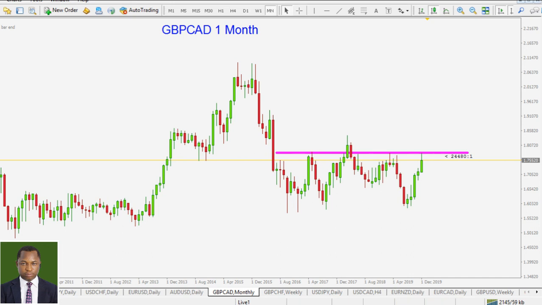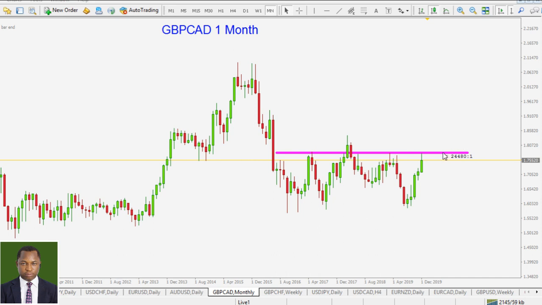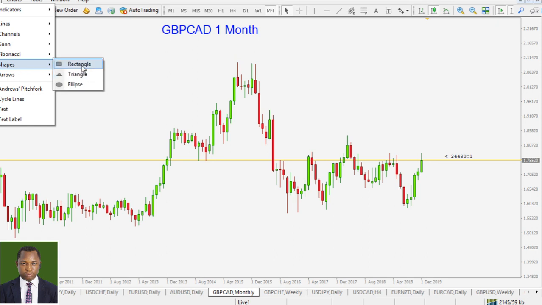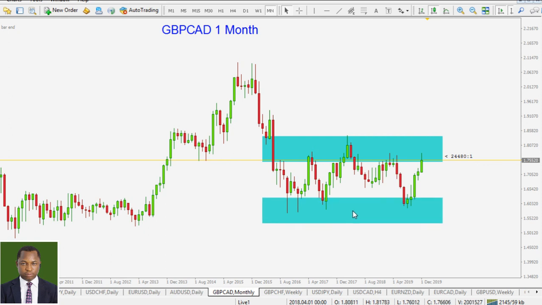That's an area of resistance. Some bounce here, another one here, a fake breakout to the upside, another bounce here. Currently price is trading right here. Now a hit here, hit here, hit here. This is eventually a range. I may just want to use my shape tool. Let me use that. Mark that area, then also mark this one to the downside.